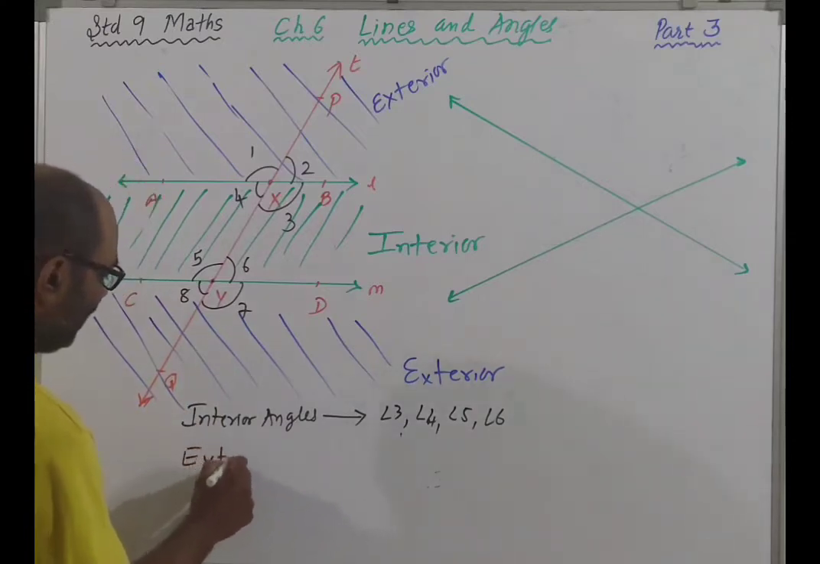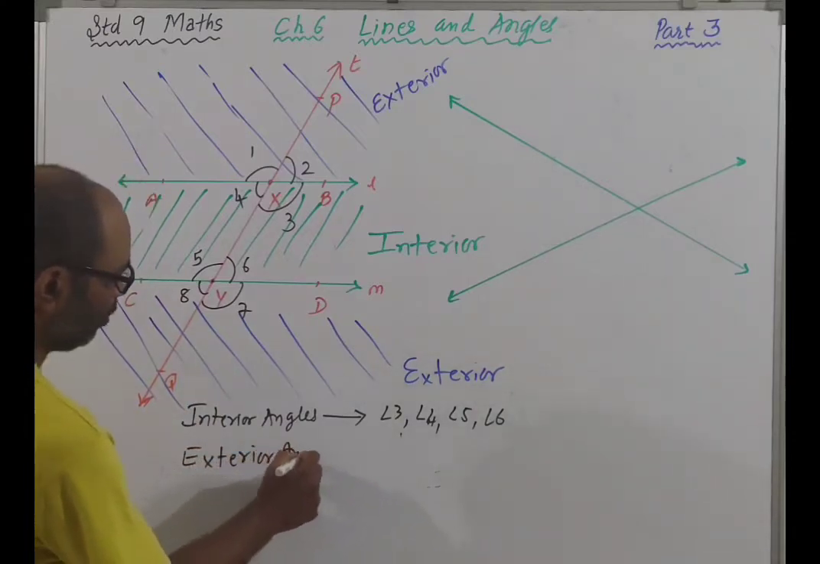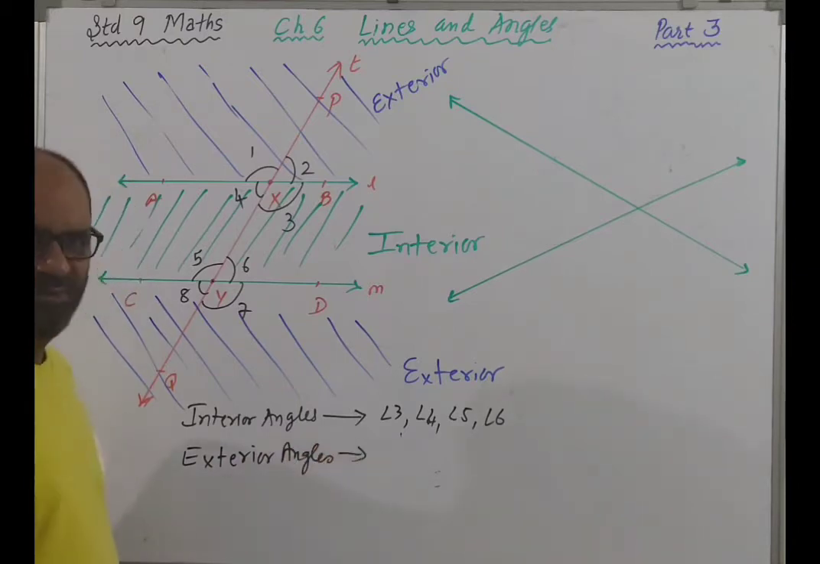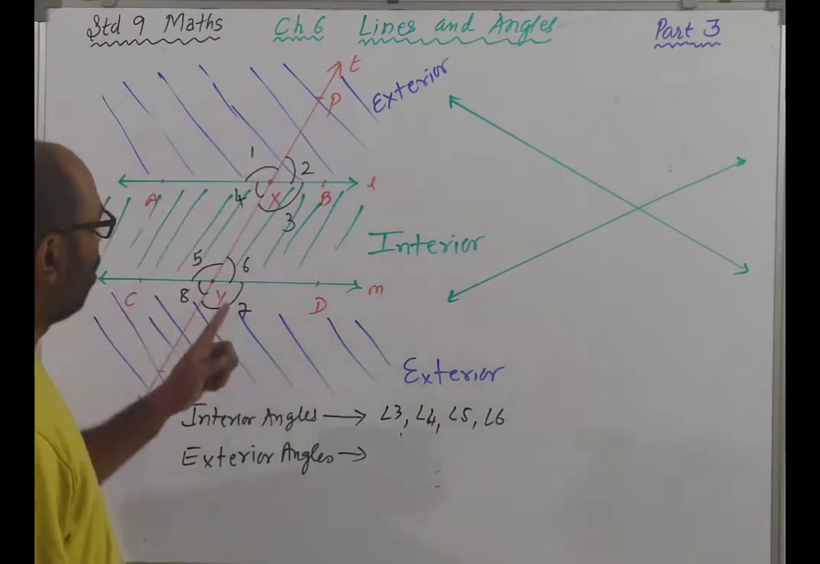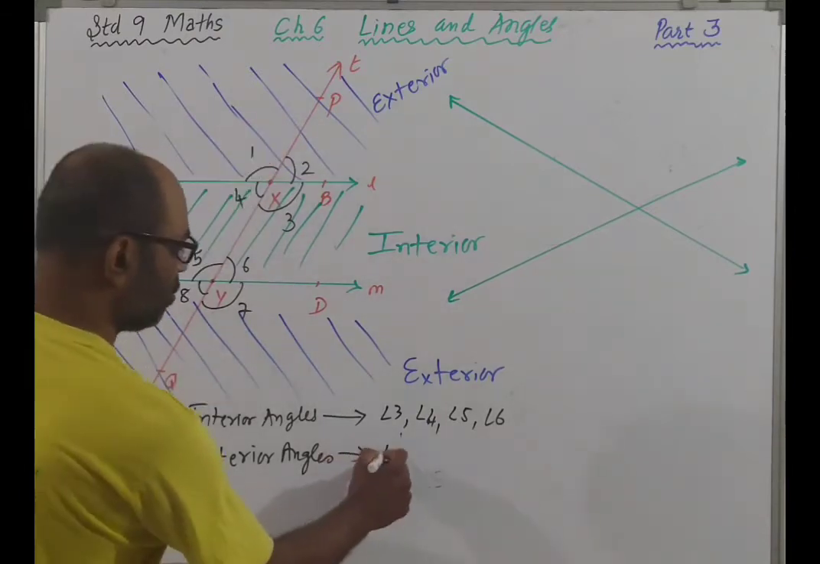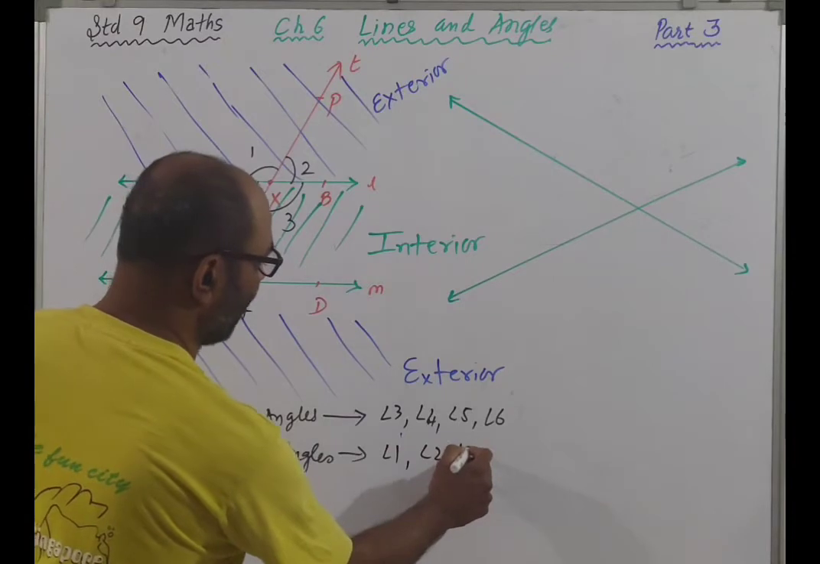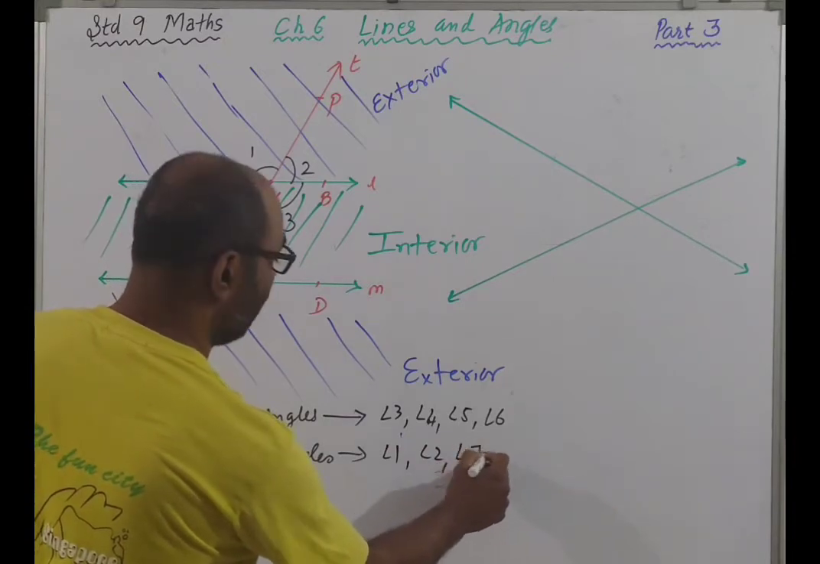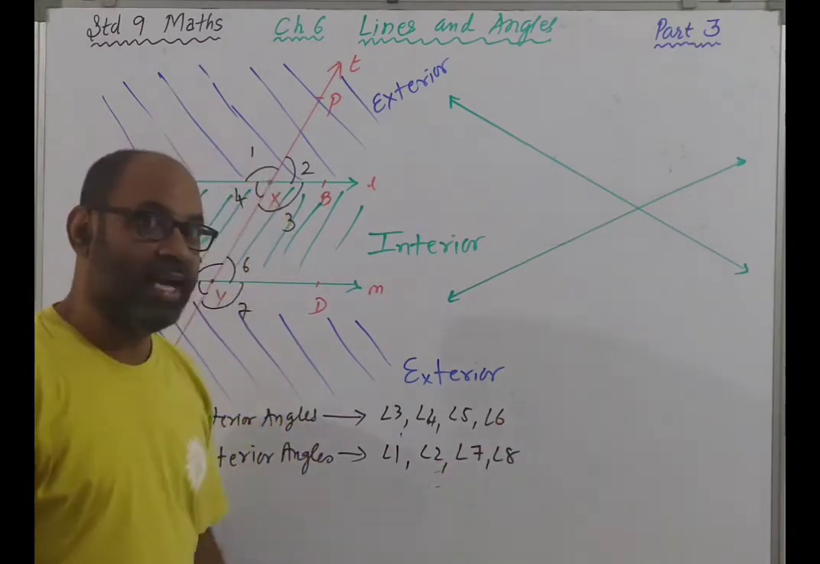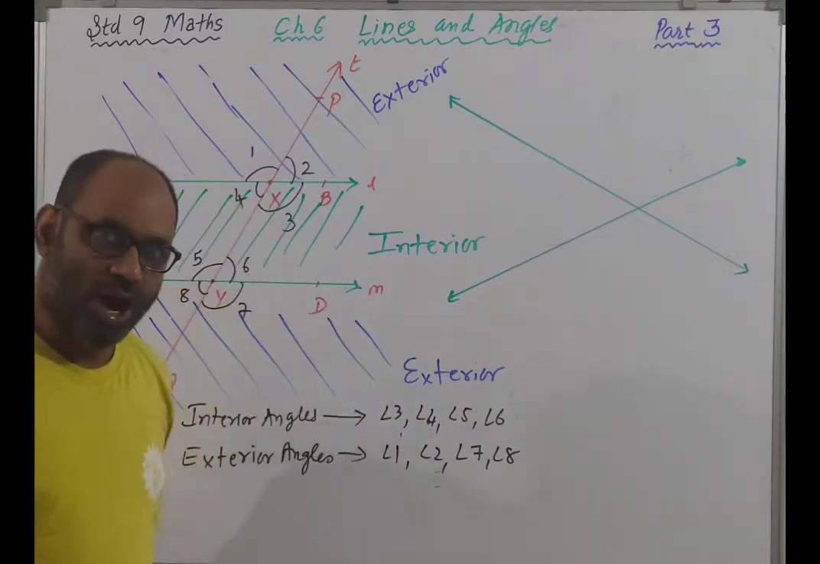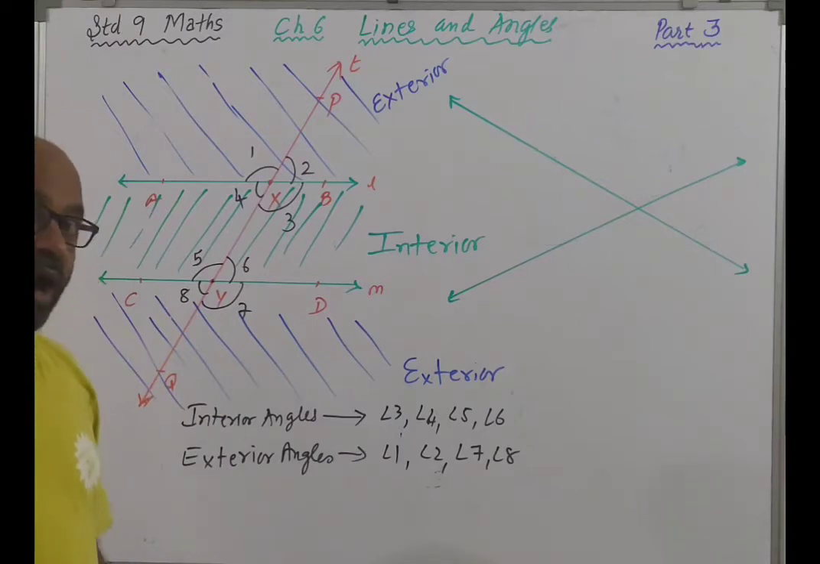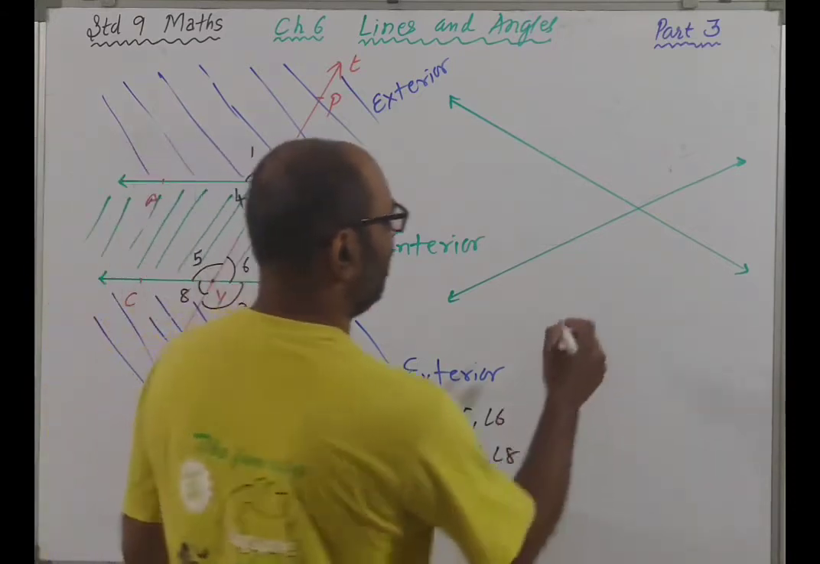Now, exterior angles. Can you give the numbers? Very easy, isn't it? Those outside: 1, 2 and below, 7, 8. So angle 1, angle 2, angle 7 and angle 8. So there are 4 exterior angles. Are you getting me children? Sure. Now we will talk about pairs of angles. Alright? We will talk about pairs of angles.